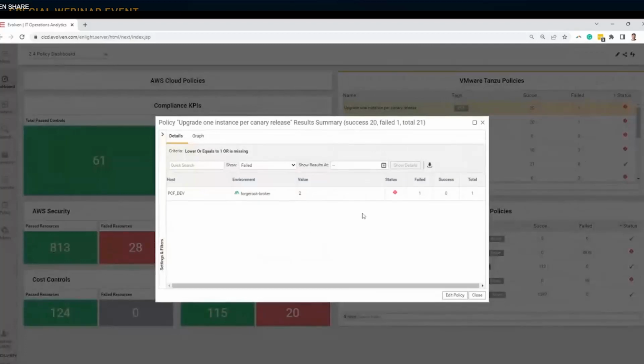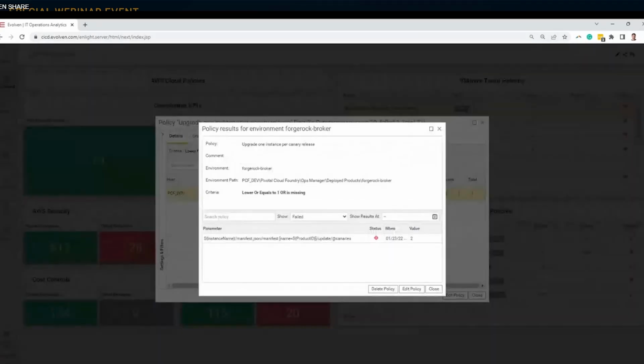We can see that the application Forge Rock Broker in dev environment has failed. Why has it failed? Let's see the details. We see that the value is 2, while the condition for this particular parameter, defining the number of canary instances, was defined by the rule as lower or equals to 1. So obviously 2 is greater than 1, and the application fails the policy.